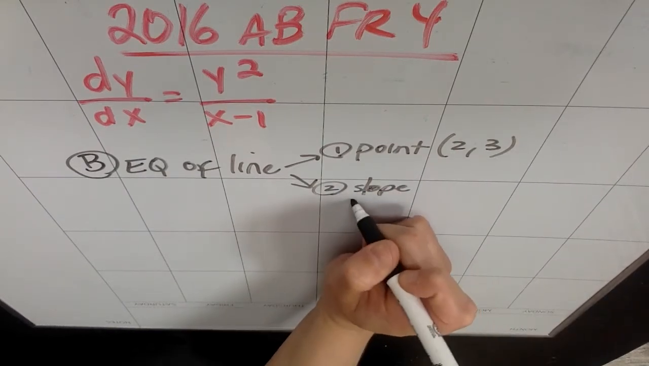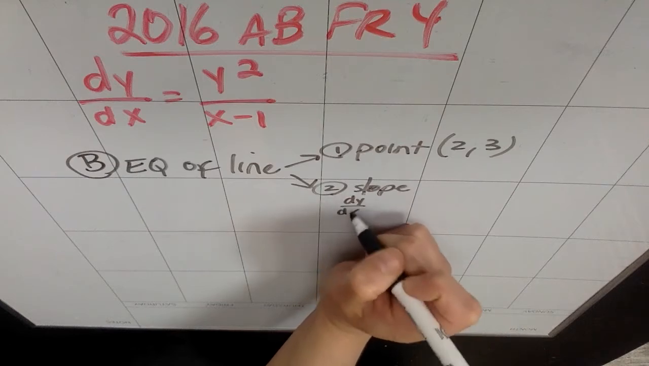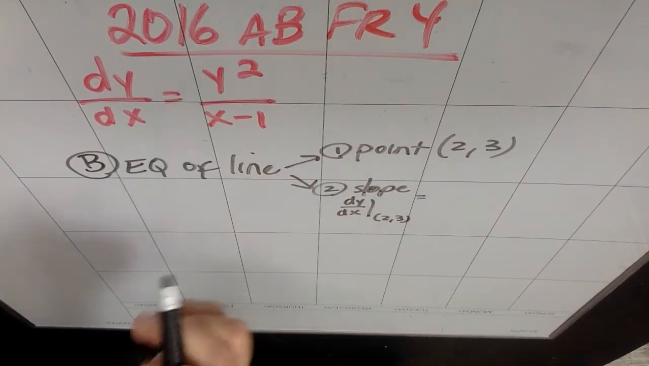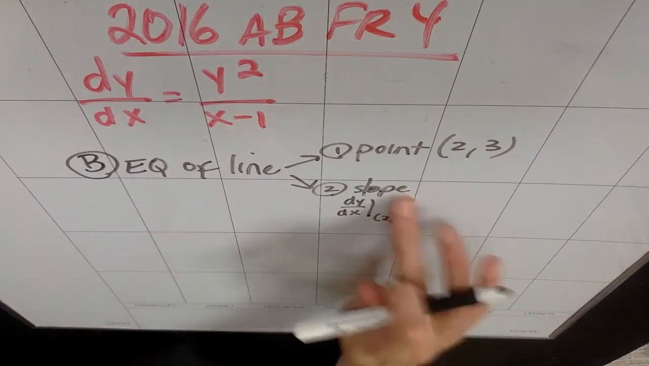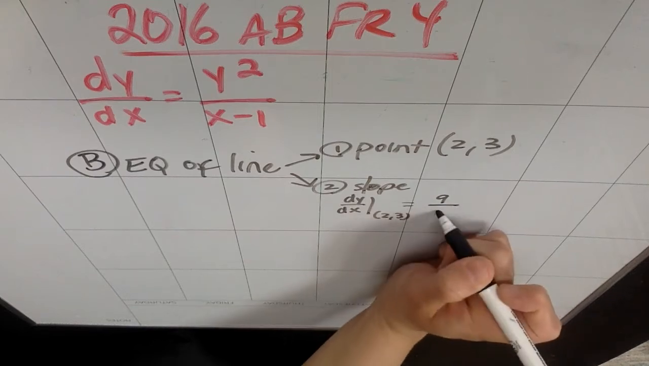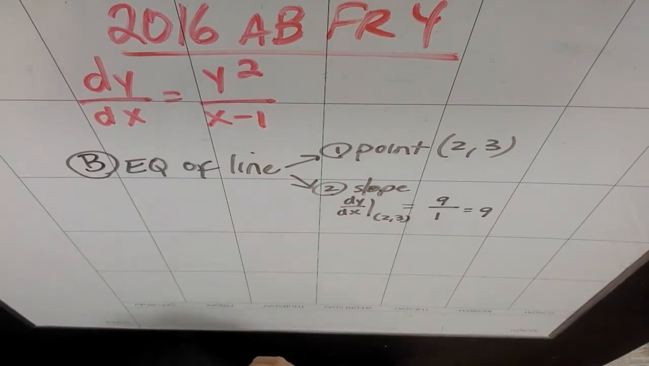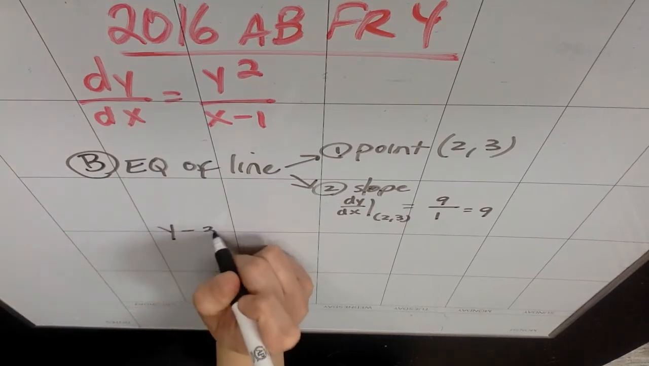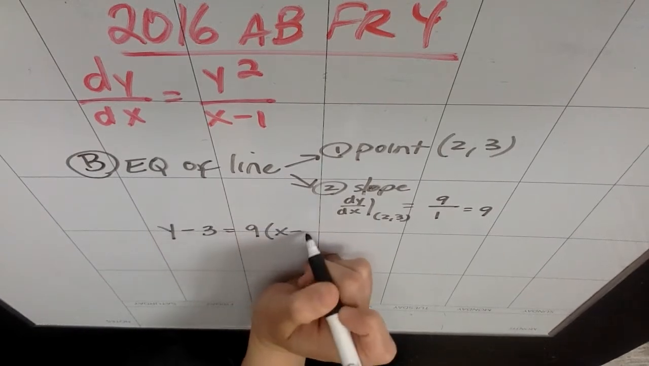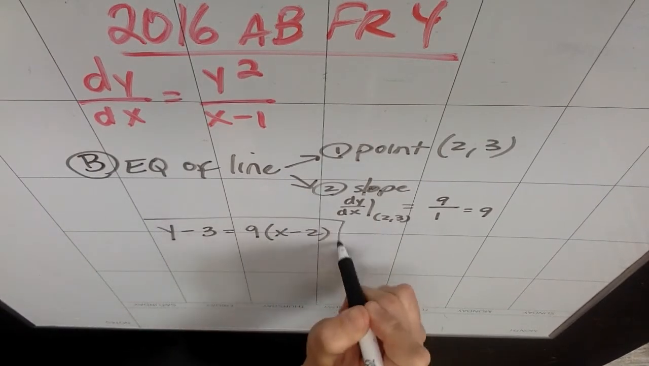So my slope in this case is going to be dy dx evaluated at that (2, 3). If I plug in dy dx evaluated at (2, 3), I'm going to get a 9 on top of a 1, so I'm going to get a slope of 9, right? So what that means is the equation of the tangent line is going to be y minus the y value, right? So y minus 3 equals m, which is 9, times x minus 2. That's my equation of the tangent line.